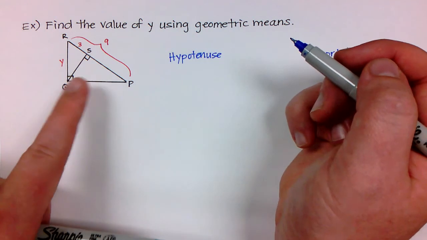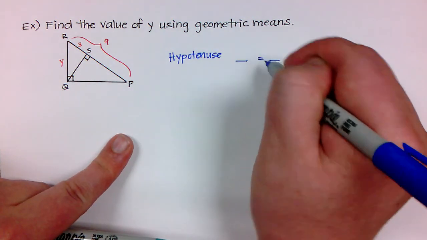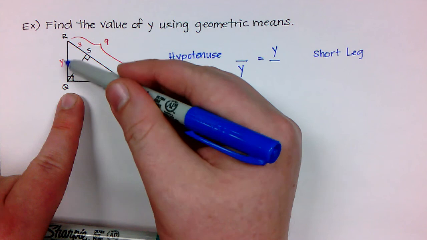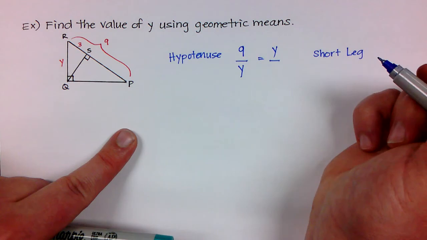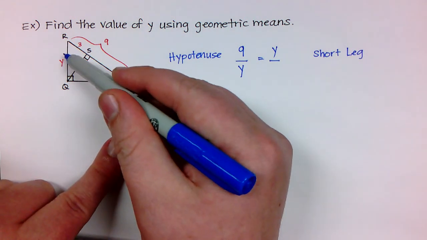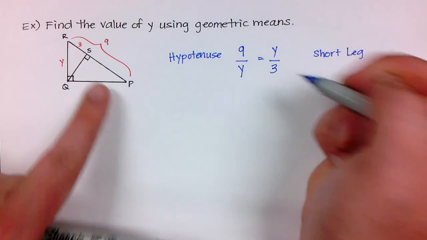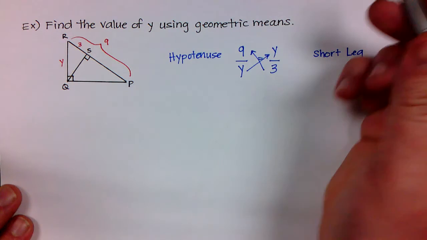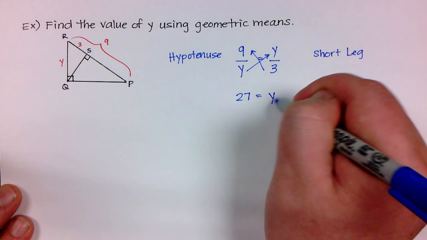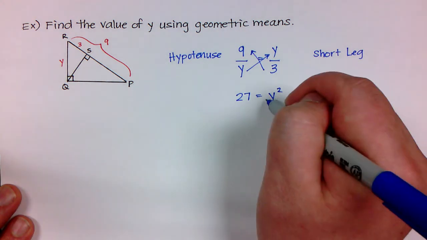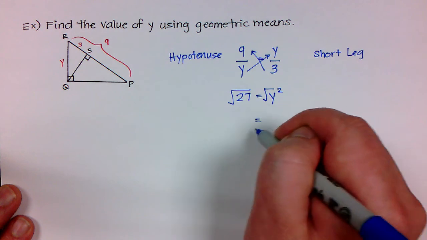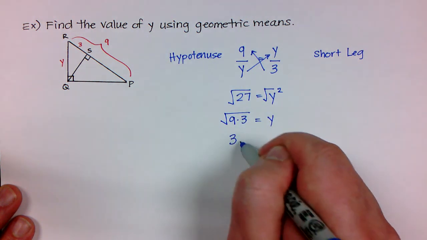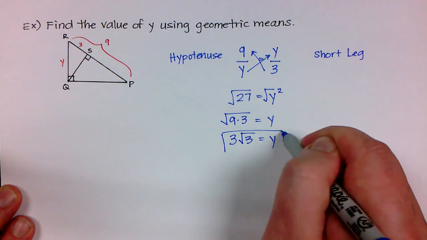So let's see here. If I want to have the y on the top and on the bottom, because y is the hypotenuse for the small one, then 9 is the hypotenuse for the big one. And if y is the short leg for the big one, then 3 is the short leg for the smaller one. Okay, now it's a little confusing because you have two y's, but let's go ahead and multiply. Y squared is what we're going to get, equal to 27. And then when we take the square root of both sides, we're going to find that y is equal to, well, this is 9 times 3, and the square root of 9 is 3. So our final answer is going to be 3 radical 3.